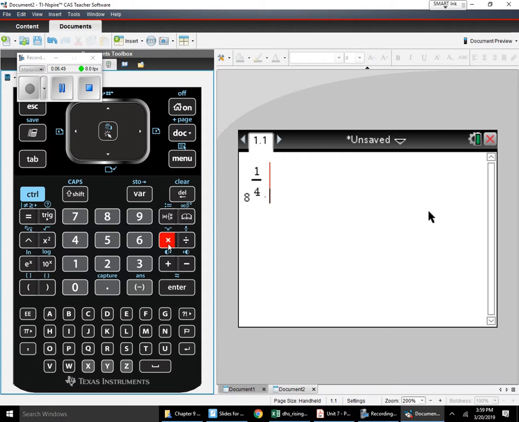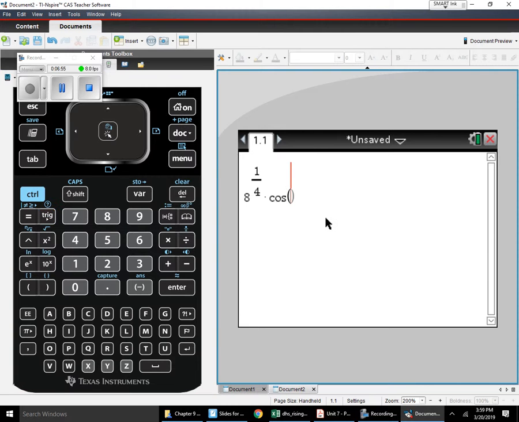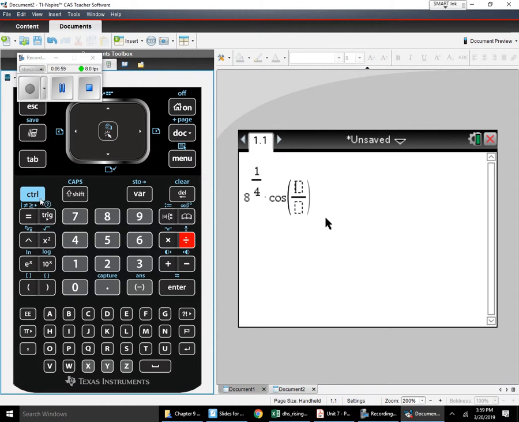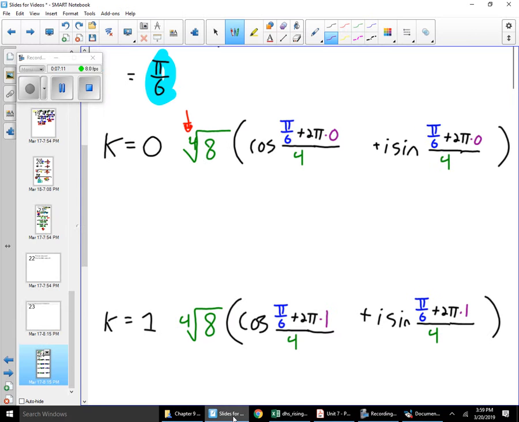So we want 8 to the 1/4 times cosine. Again, we're starting with all of our real parts. Cosine of a fraction, and our theta was pi over 6. Again, don't get overwhelmed in the numbers here. These are coming right from the work we do by hand.